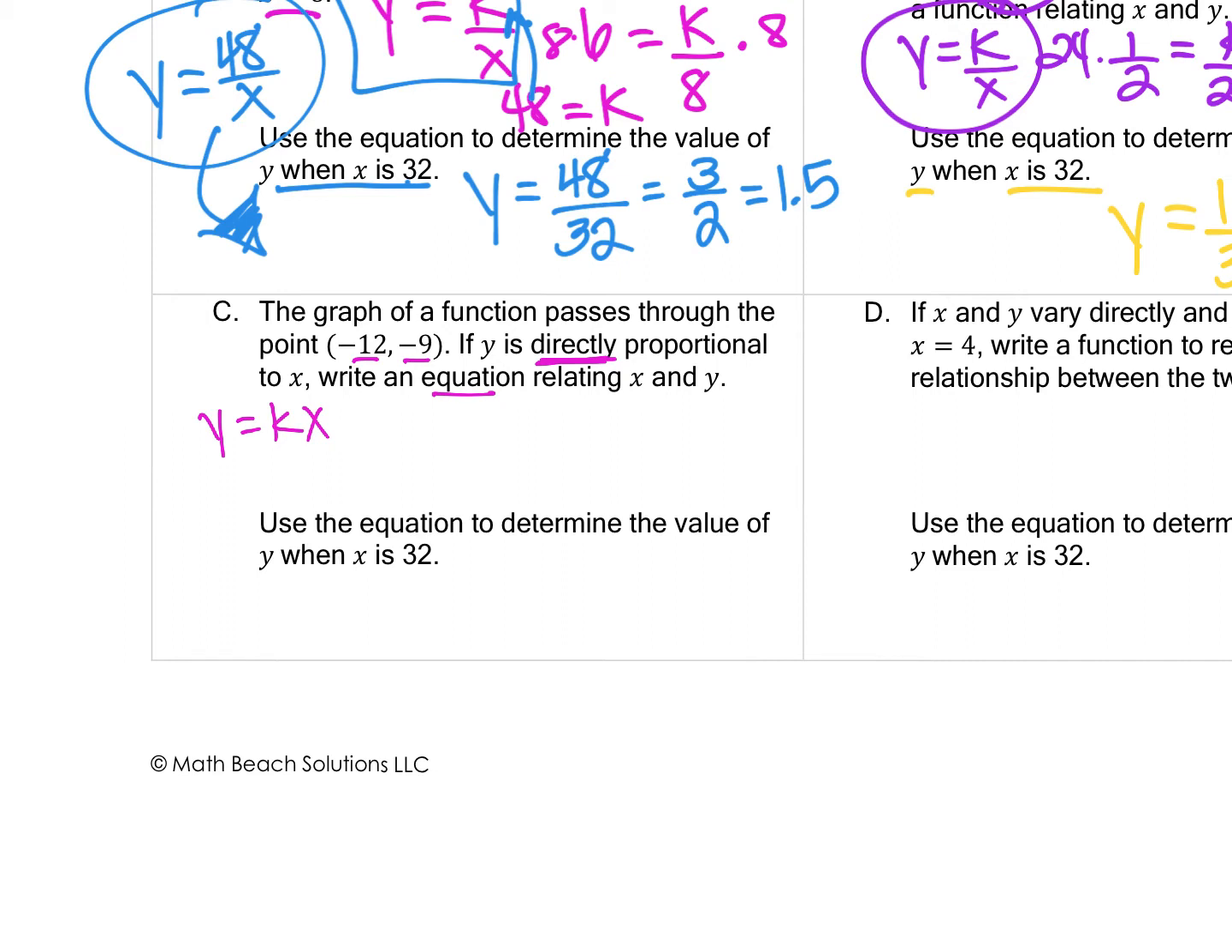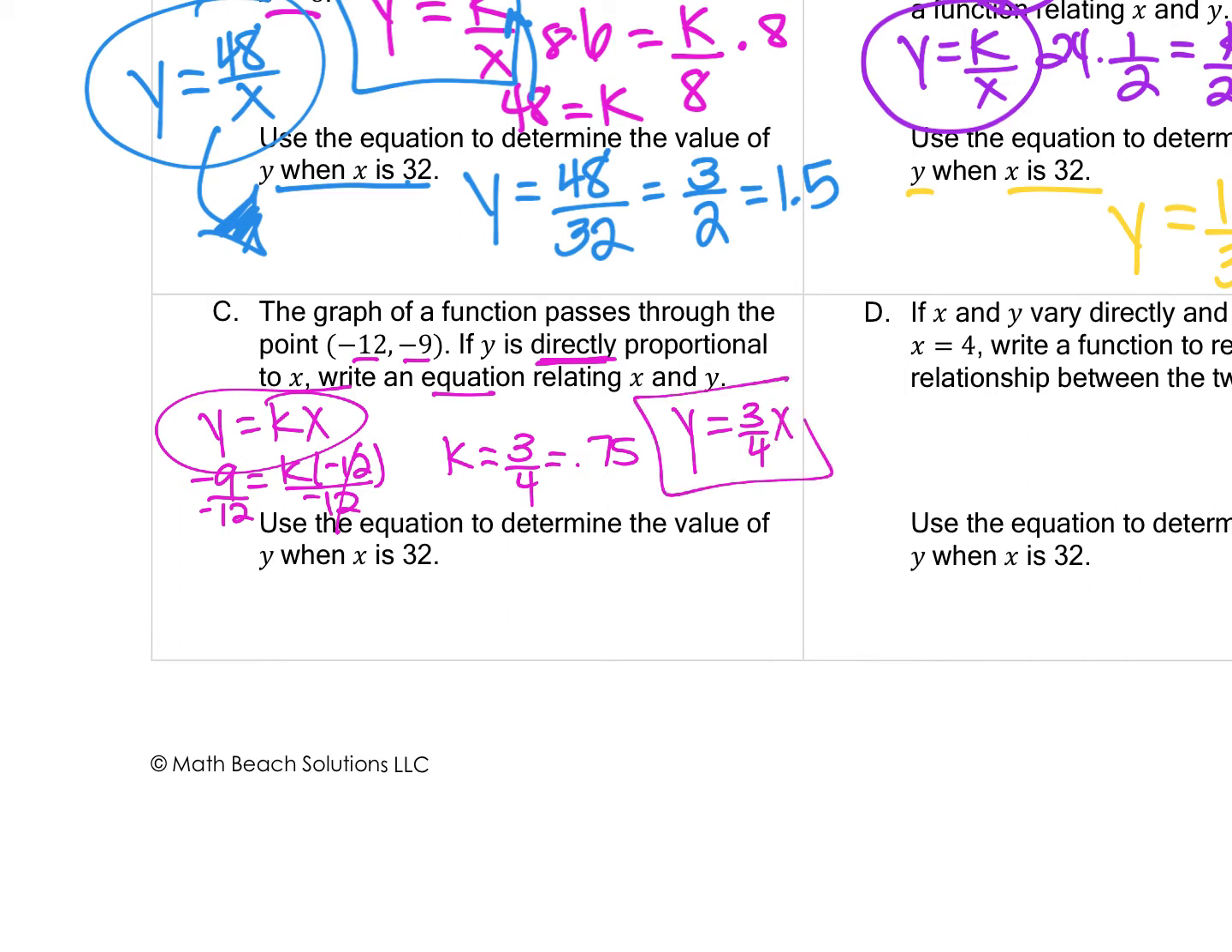So I'm going to substitute in, so I know my y is -9. I know my x is -12. So I will have to divide both sides by -12. So k is going to equal, that's going to be a positive 3/4, or you can write 0.75. And then plugging back into this, we get y equals, I'm just going to use 3/4 and then x. So again, you can use 0.75 or 3/4.